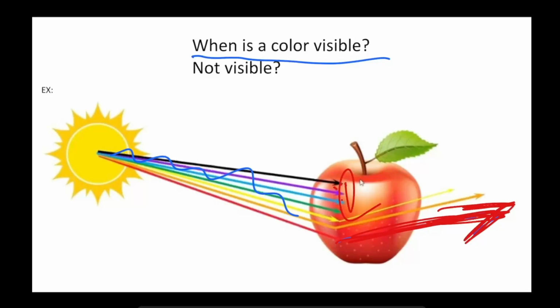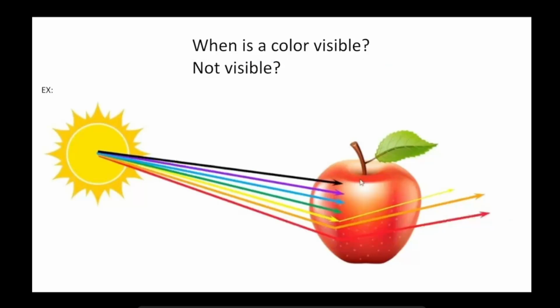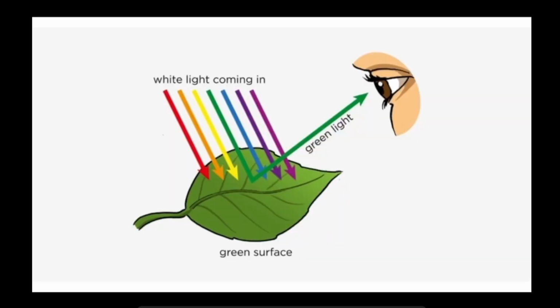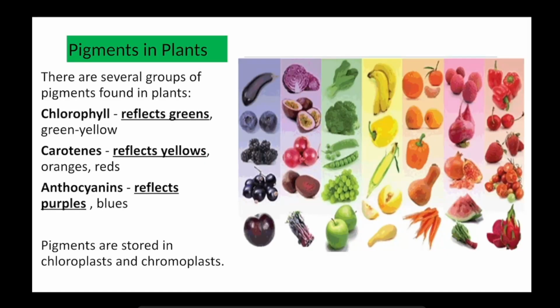Therefore, you're not going to see it because it's not being reflected. So when we look at plants, plants look green. The reason they look green is because green light coming from the sun is not being absorbed by the leaves. It's not being absorbed by chlorophyll. So what that tells us, when you see a plant and it looks green, is that it's not using green light to power photosynthesis. Because if it was, it would be absorbed and we would not be able to see it. Plants have other types of pigments other than just chlorophyll.